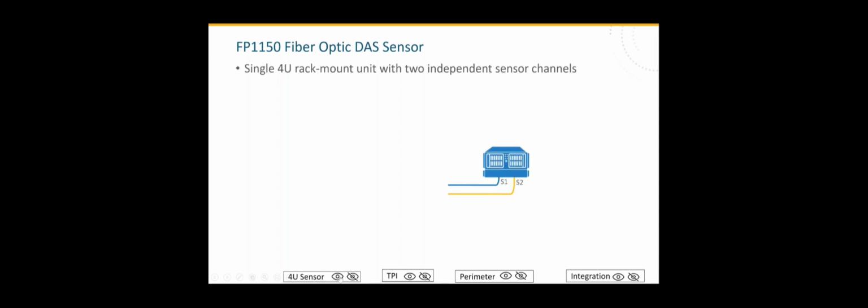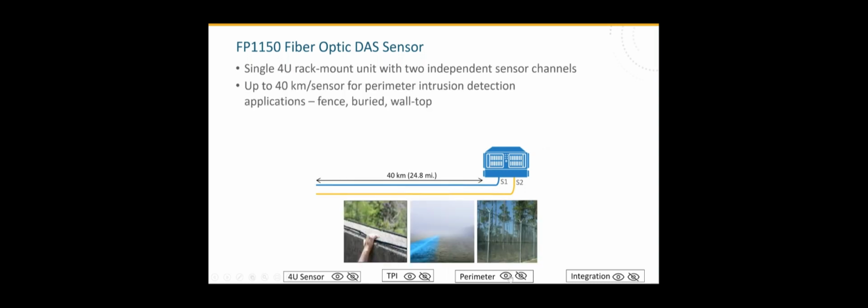So what is Senstar bringing to the party in terms of our system? So we have the FP1150 4U sensor with two independent sensor channels built into one box. For perimeter applications, this is new for today, we are offering capability to go up to 40 kilometers, almost 25 miles per sensor side.